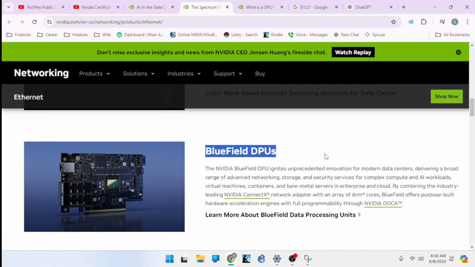Then we have BlueField data processing units, DPUs. The NVIDIA BlueField DPU ignites unprecedented innovation for modern data centers, delivering a broad range of advanced networking, storage, and security services for complex compute and AI workloads, virtual machines, containers, and bare metal servers in enterprise and cloud. By combining the industry-leading NVIDIA ConnectX network adapter with an array of ARM cores, BlueField offers purpose-built hardware acceleration engines with full programmability through NVIDIA DOCA.